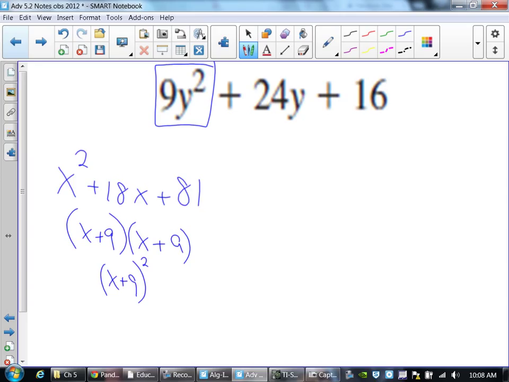What happens here is that you pick up on some of these shortcut patterns that occur. This was a perfect square. This is a perfect square. These are both plus signs. 3 times 4 is 12. Double it, and all of a sudden you get 24.